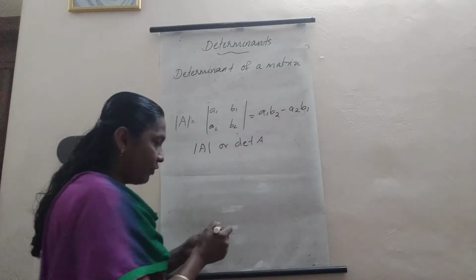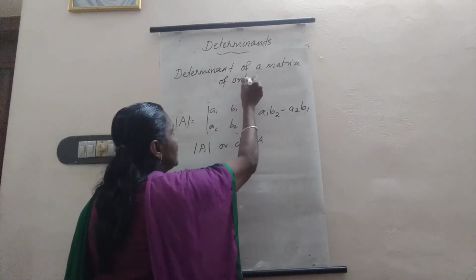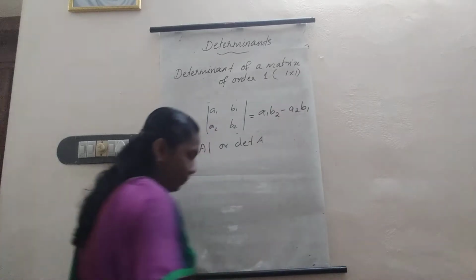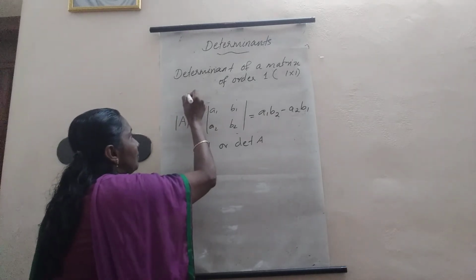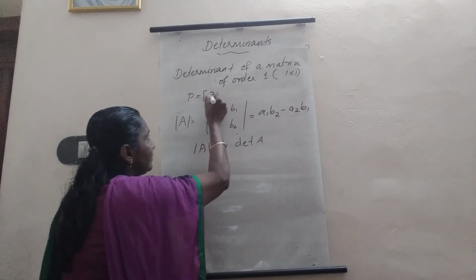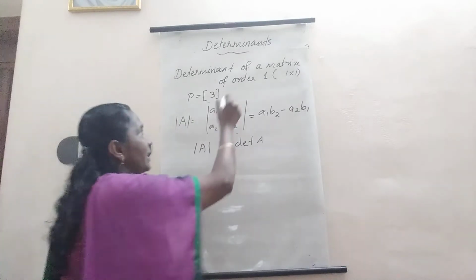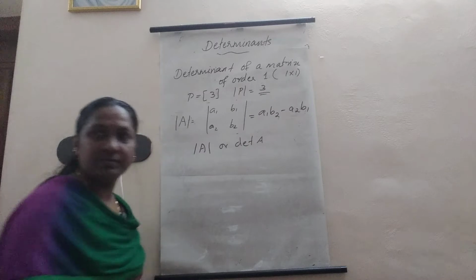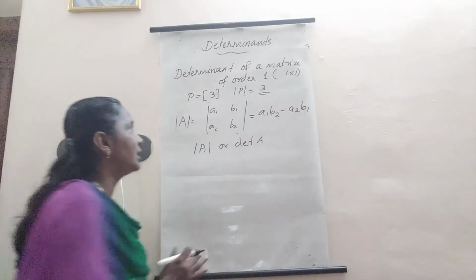Then determinant of a matrix of order 1. 1 means 1 by 1 matrix. So let P be a matrix, 3 is a 1 by 1 matrix. Then determinant P is the number 3. It has only one value, so that value itself is the determinant.